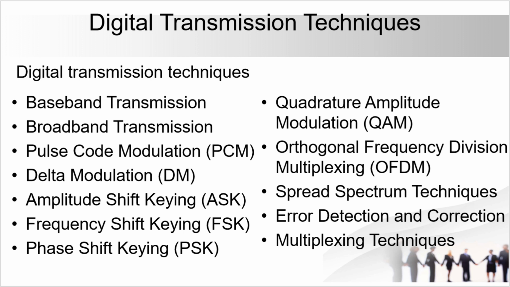quadrature amplitude modulation, orthogonal frequency division multiplexing, or we can say OFDM, and spread spectrum technique, error detection and correction, and the last one is multiplexing technique. So all these are the techniques we are using in the digital transmission. So now we go through quickly.